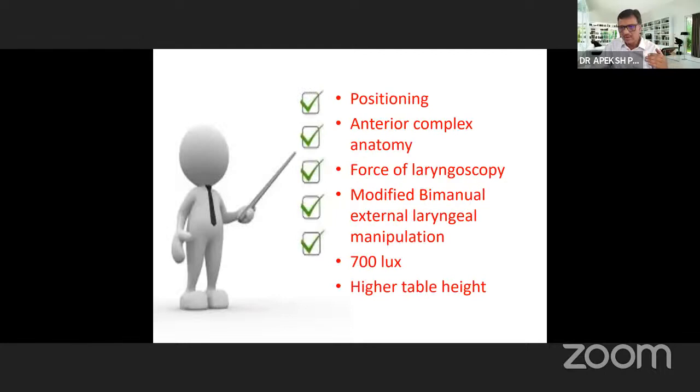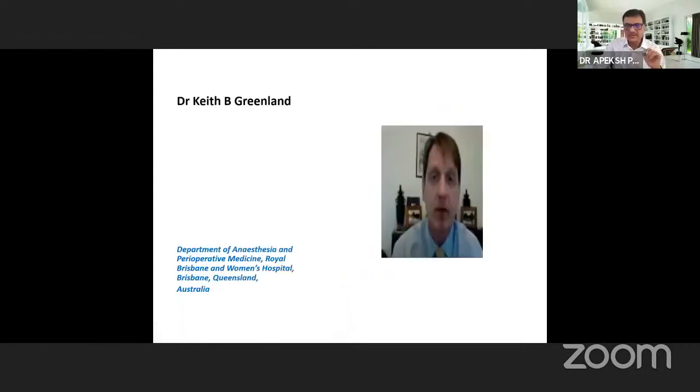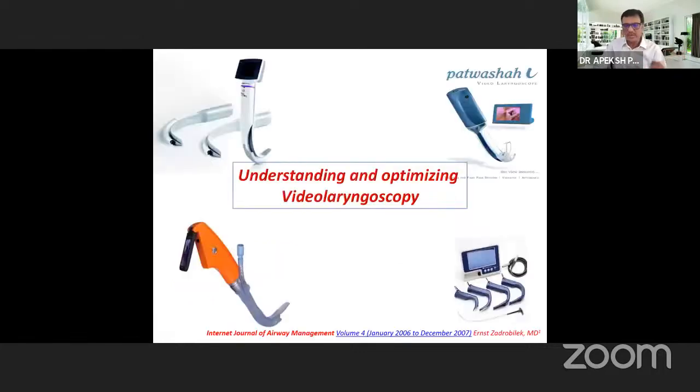So in short, laryngoscopy is a summation of proper positioning, favorable anterior complex anatomy, and appropriate force of laryngoscopy. If required, we need to give bimanual laryngeal manipulation. Your light source should be enough to provide 700 lux, and your table height should be optimal as discussed. So I thank Dr. Greenland for providing this insight about laryngoscopy.